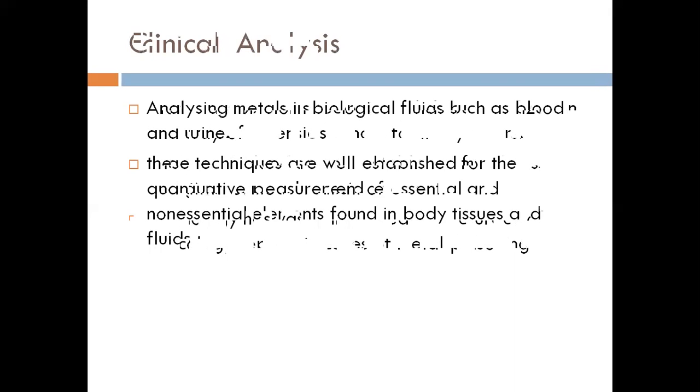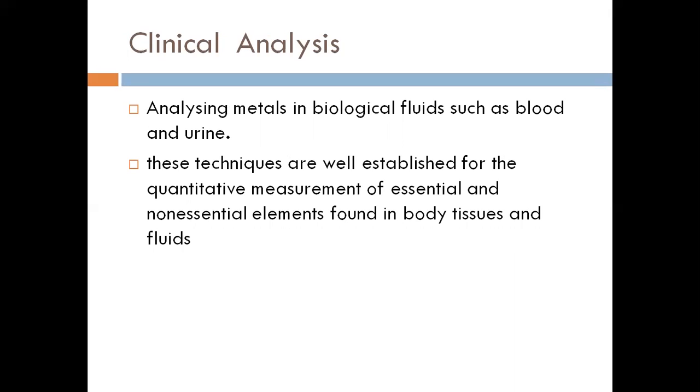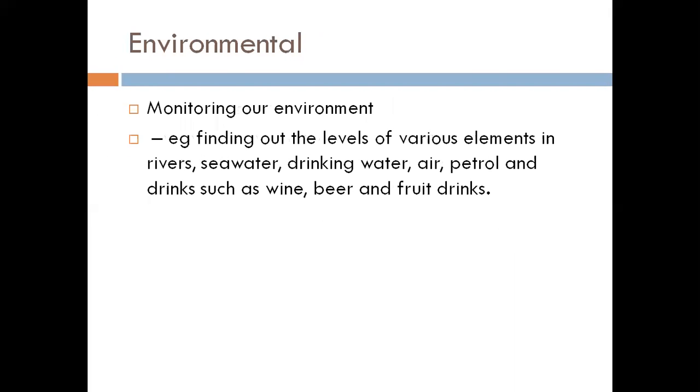So next one is clinical analysis. Analysis of metals in biological fluids such as blood and urine is the main important application. Atomic absorption spectroscopy and atomic emission are two closely related instrumental techniques that have many applications in different fields. In clinical chemistry, these techniques are established for quantitative measurement of essential and non-essential elements found in the blood and tissues.